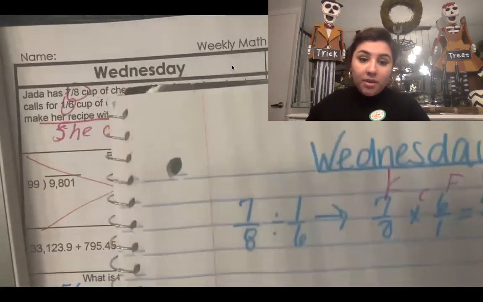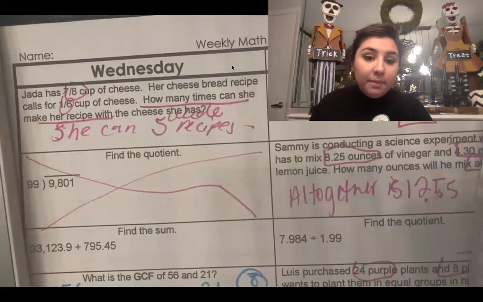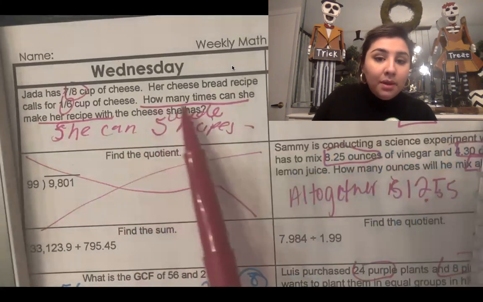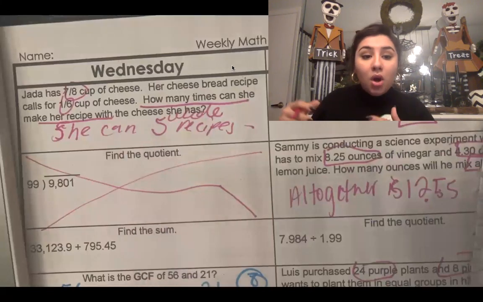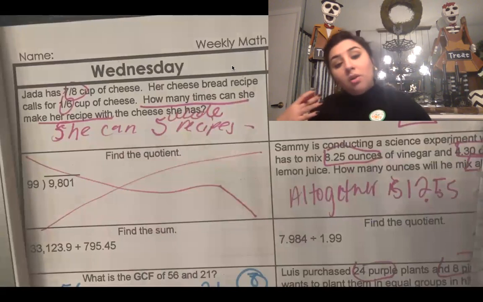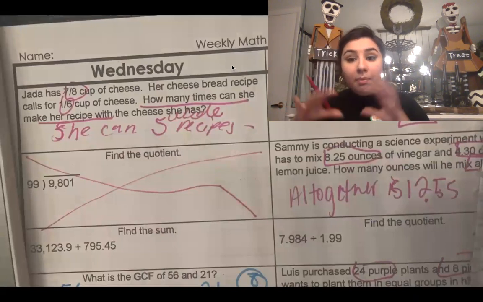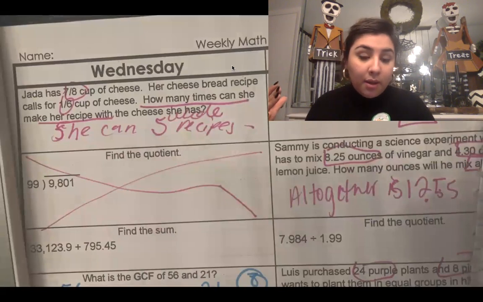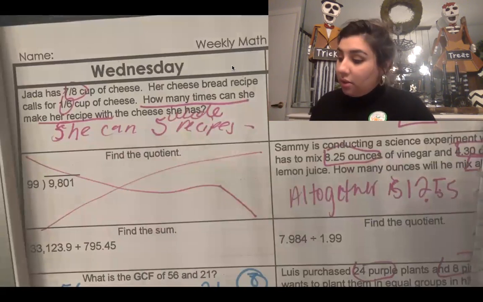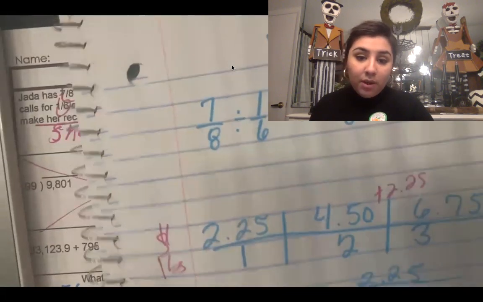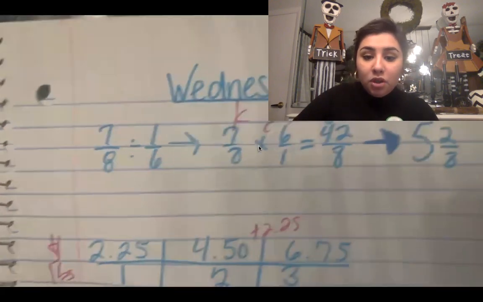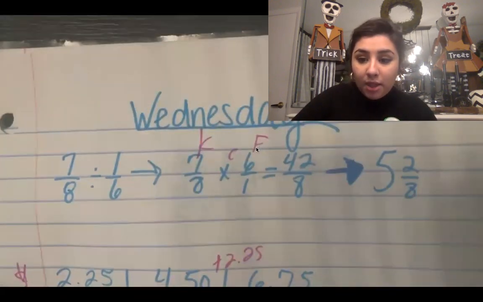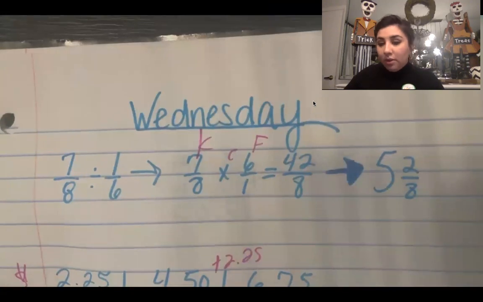So this is a classic fraction problem because it says how many times can she make her recipe with the cheese? So how many times does that portion go into 7/8? I know that's division because I want to separate to come up with my portions. So I wrote out 7/8 divided by 1/6, and you guessed it, I'm using the standard algorithm, keep, flip, switch, and you should have come up with, just like I did, 5 wholes and 2 eighths.